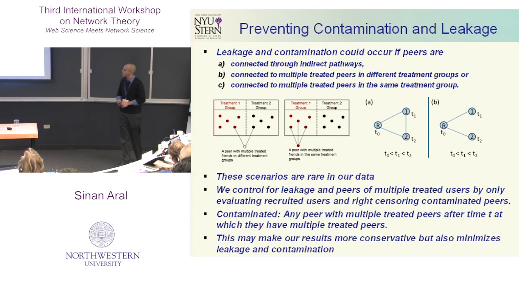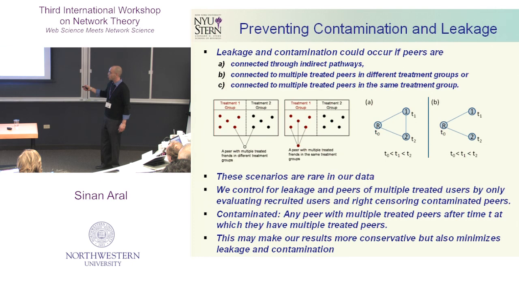So they could connect through multiple indirect pathways. You could be connected to multiple treated peers in the same treatment group, or multiple treated peers in different treatment groups. So here's a guy who has multiple treated peers, one in treatment group one and one in treatment group two. Here's a peer with multiple treated friends all in the same treatment group.